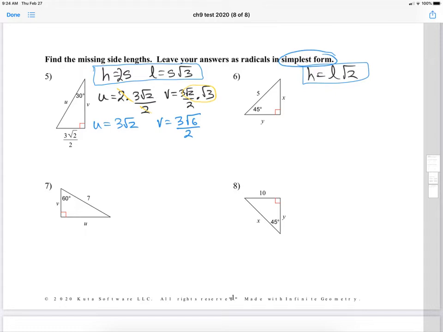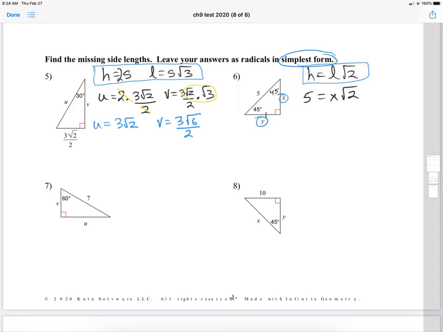It's a 45, 45 degree triangle. Okay, so that means x and y are the same. So if this is 45, that's 45, and these two sides have to be the same. That's the base angles theorem. So all I really need to do is solve for one of these. So the hypotenuse, again, is, in this case, 5. I don't know the leg, I'll just call it x. It could be y, because they are the same, times the square root of 2.